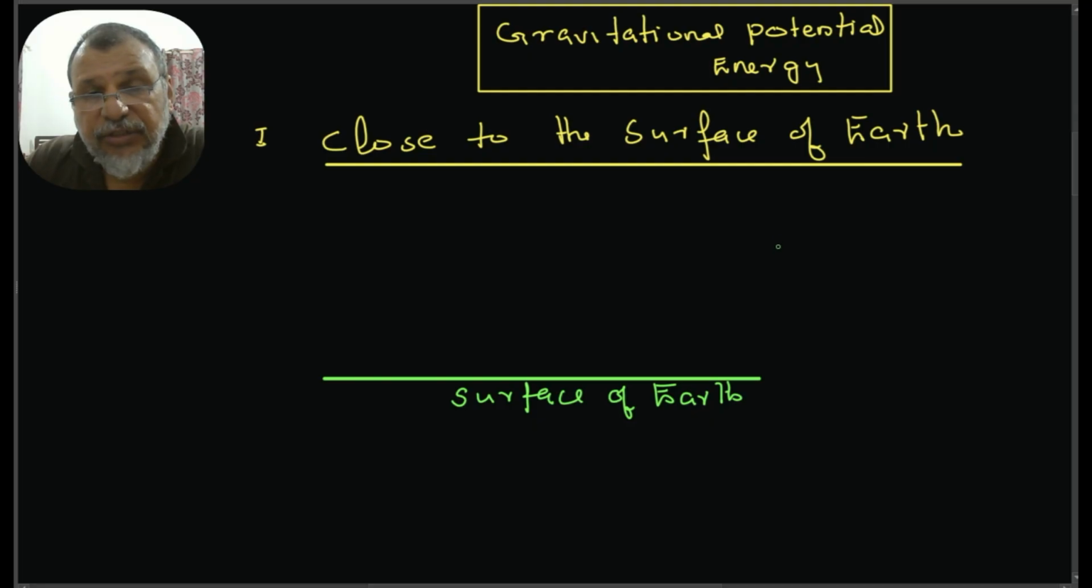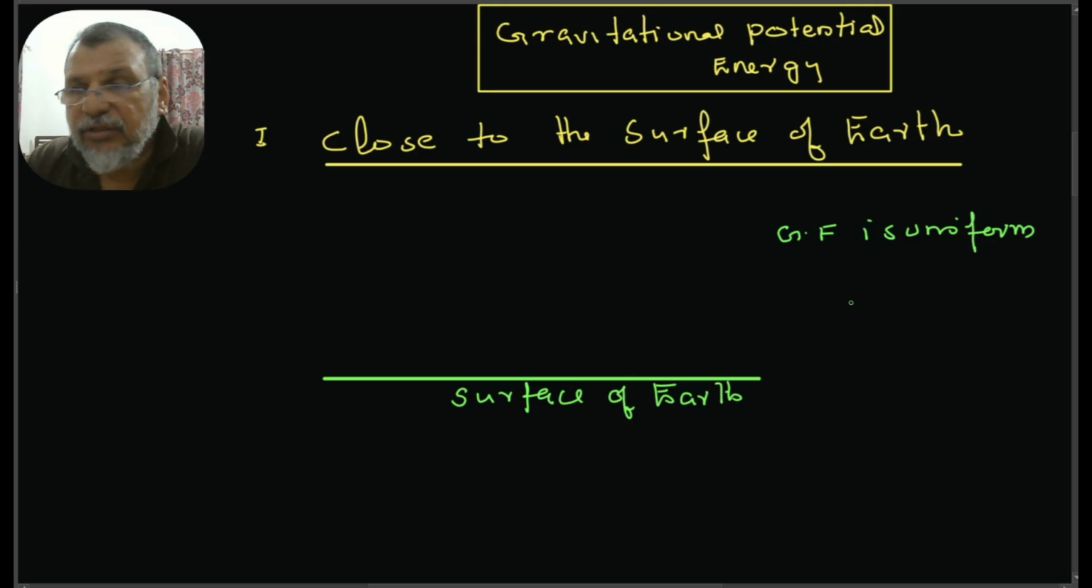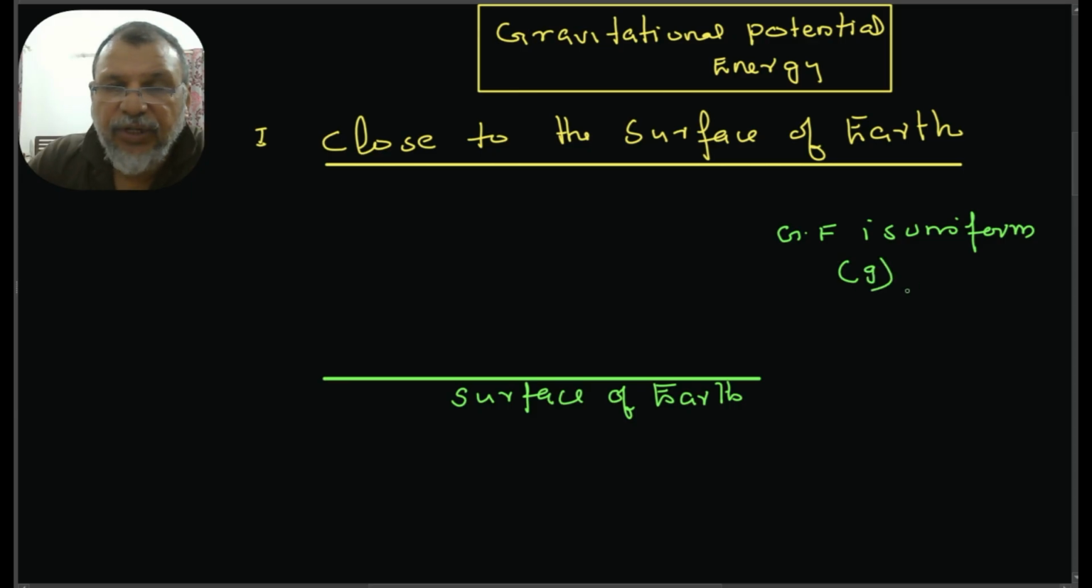So what is this here? In this region, the gravitational field is uniform. So I can write gravitational field is uniform. What does it mean by uniform? You have a specific value and written as g. Now we know that we need to work out the gravitational field strength close to the surface.